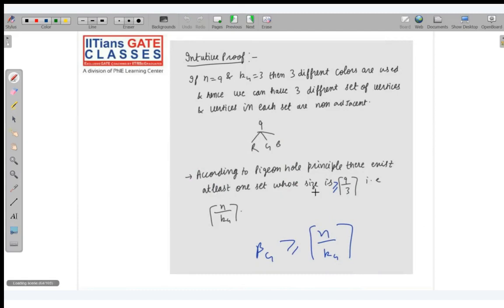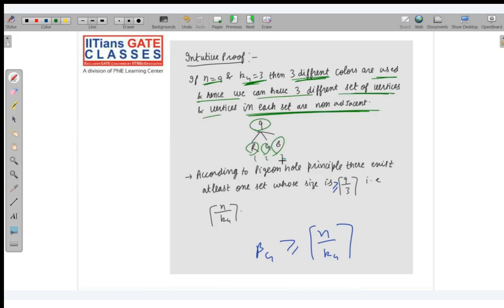Okay. So I will not dig deep into it. I'm just giving you an idea. So if n is 9 and kG is 3, then 3 different colors are used. So a 9-vertex graph is there and chromatic number is 3. That means 3 different sets of vertices, and vertices in each set are non-adjacent. So 9, so R, G and B. Here 3 vertices you can take, here 3 and here 3. That is the maximum which you can take.